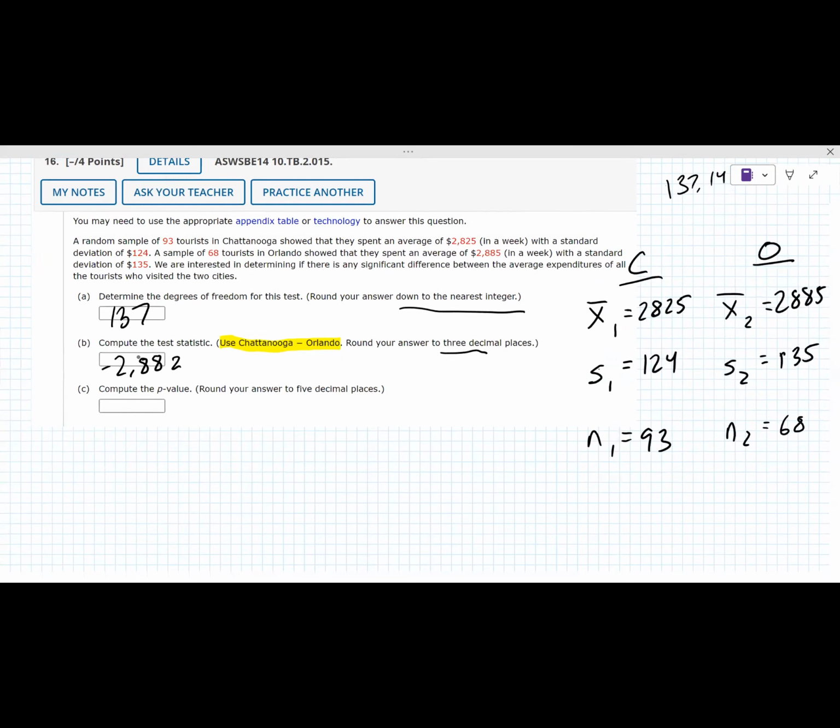Okay. And then p-value. Sorry, one moment. I'm just checking them as we go. Okay, that's correct. And then p-value 0.004.